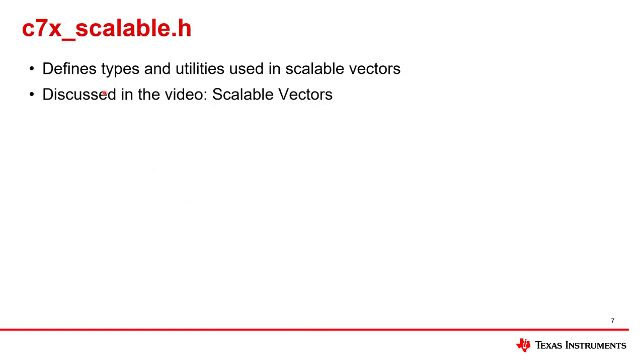Next, I review the contents of the header file c7x_scalable.h, which defines types and utilities used in scalable vectors. This is discussed in detail in the video titled Scalable Vectors, but as a brief review here, this is a way to create vectors that automatically scale to the perfect size for the variant of the C7000 CPU you're building for.